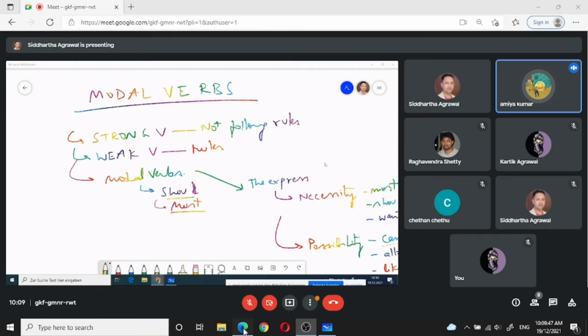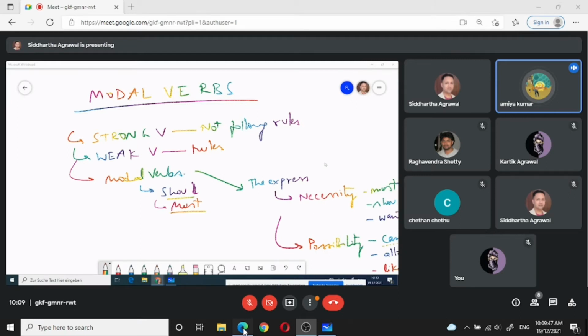So what I'll do is I'll make a quick review of what we learned yesterday, and then let's keep Amia also in line with today's class. So let's start. Yesterday we learnt about modal verbs. So what are these modal verbs?